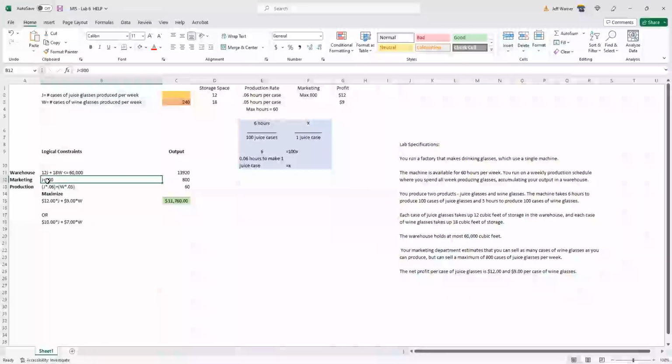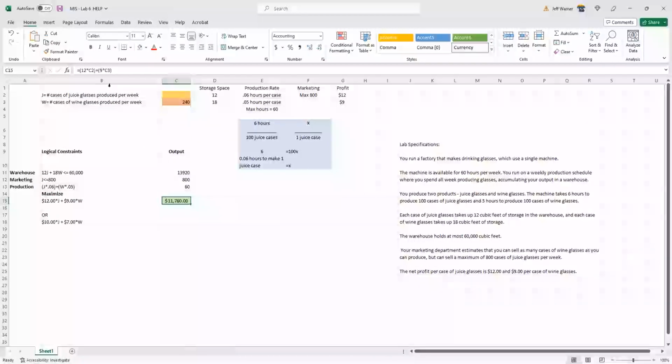Marketing, I think this is the easiest one to understand. Marketing says that the number of juice cases has to be less than or equal to 800. And our production, I already explained this, where the 0.06 and 0.05 come from cases per hour. And then finally, we set up our maximization formula.